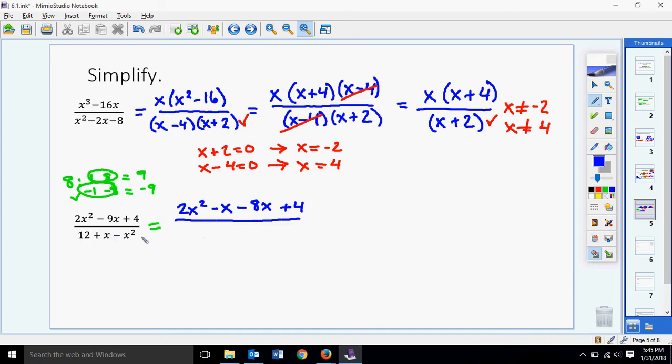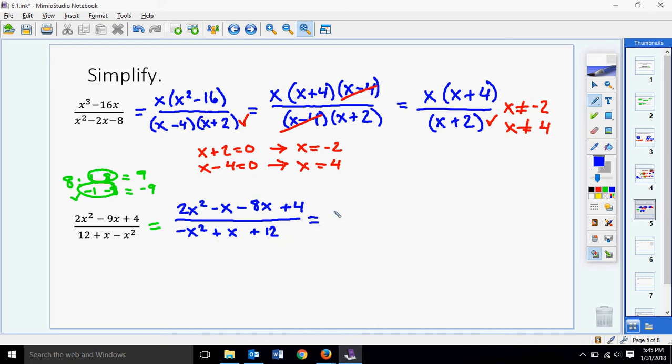Now down below, it's not quite in standard form, so I need to write this with the x squared term first. Now remember to keep the sign in front of the x squared, so it's a -x squared, a positive x, and a positive 12. Okay, now it's in standard form.